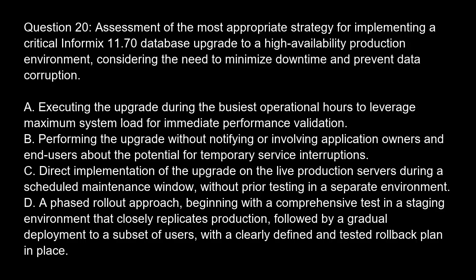Option B. Performing the upgrade without notifying or involving application owners and end users about the potential for temporary service interruptions. Option C. Direct implementation of the upgrade on the live production servers during a scheduled maintenance window without prior testing in a separate environment. Option D. A phased rollout approach, beginning with a comprehensive test in a staging environment that closely replicates production, followed by a gradual deployment to a subset of users, with a clearly defined and tested rollback plan in place.